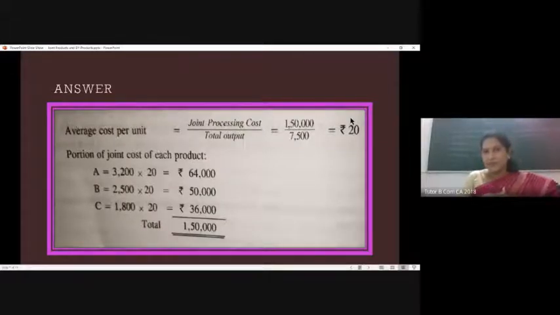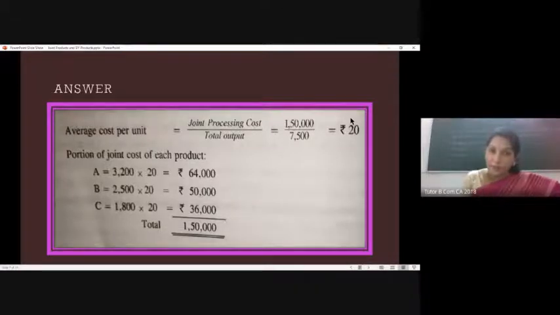The first method we discussed was the physical unit method, and in that method, volume is the keyword. The apportionment of cost was based on volume. Now, in this method, average is the keyword. The basis of apportionment is averaging the cost per unit. Right? That's why we divided the joint processing cost by the total output to find the per unit cost.